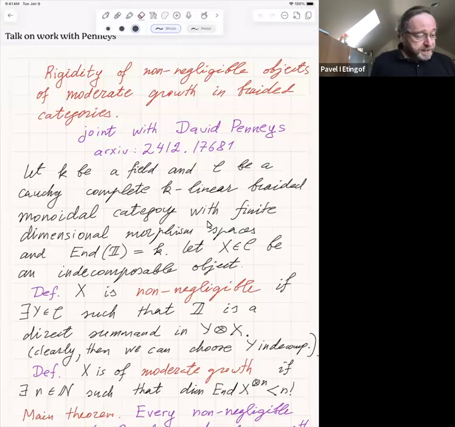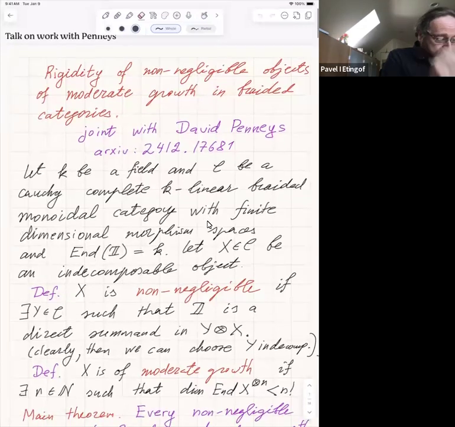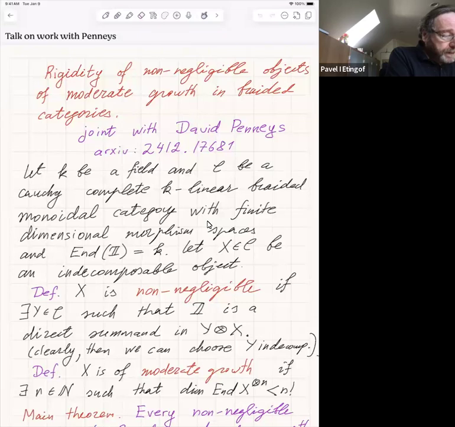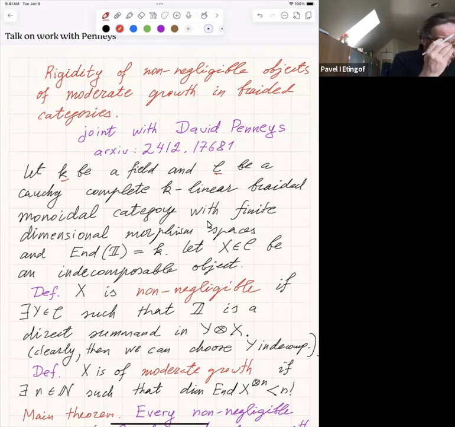So let me start. I'm going to work over a field K, and C is going to be a Cauchy complete K-linear braided monoidal category. This means it's closed under taking direct sums and direct summands, and it has finite dimensional morphism spaces, and the endomorphisms of the unit object equal K.